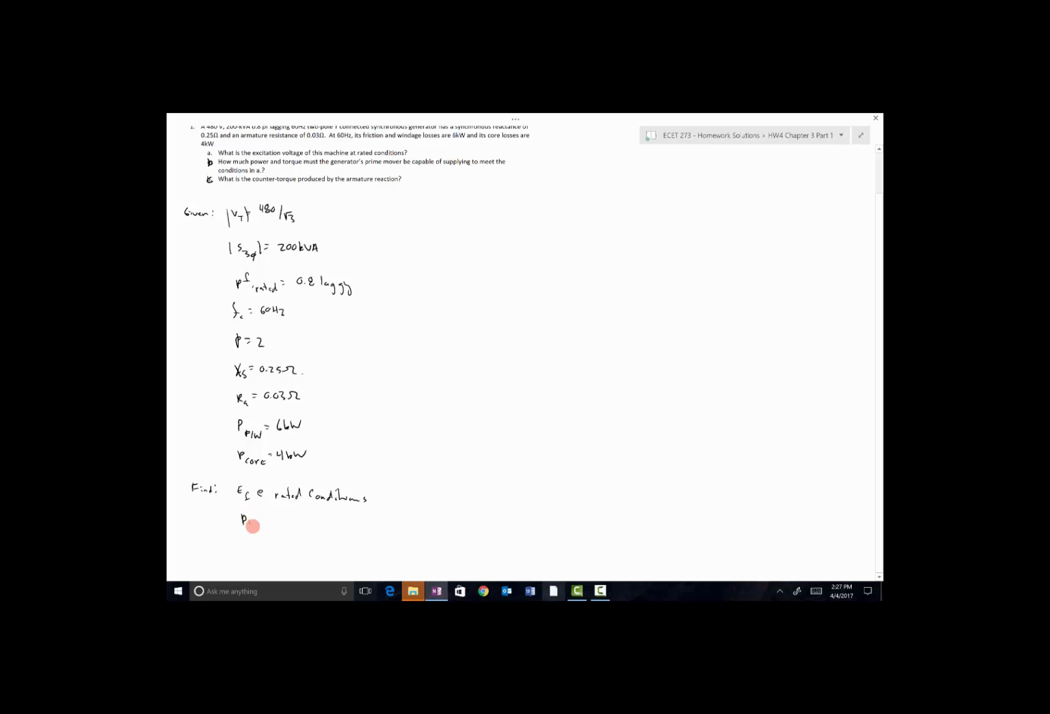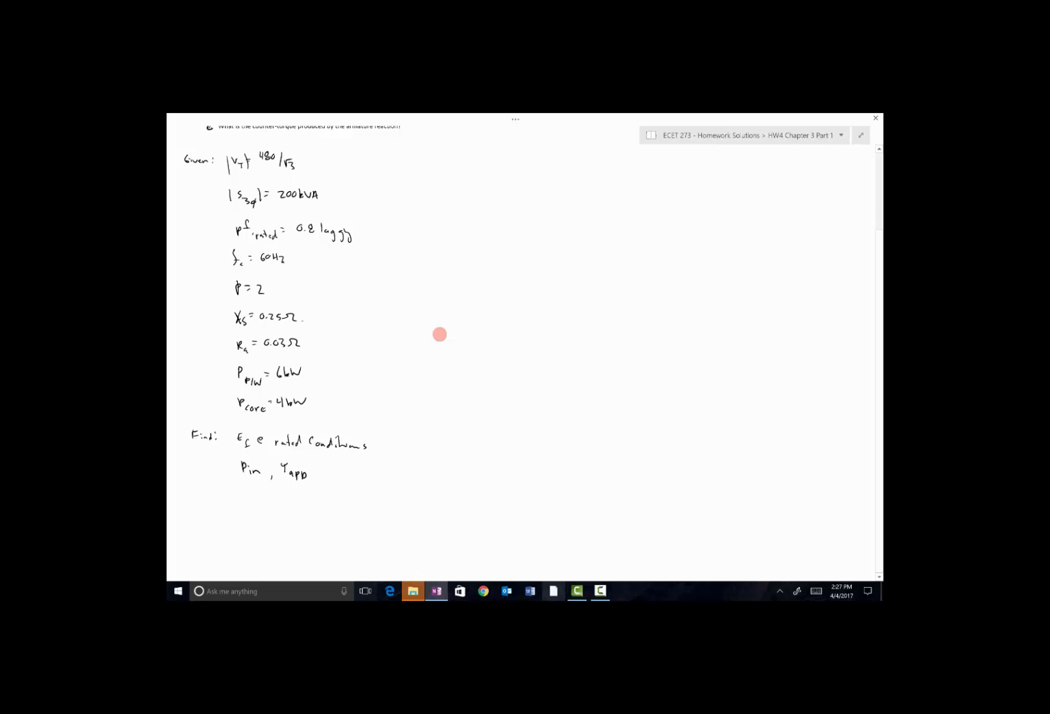The input power, that's how much power and torque must the generator prime mover supply. So we call that P_in, that's the input power from the prime mover, and the torque applied by the prime mover. And then the counter torque is the torque caused by the armature reaction. We call that torque induced.